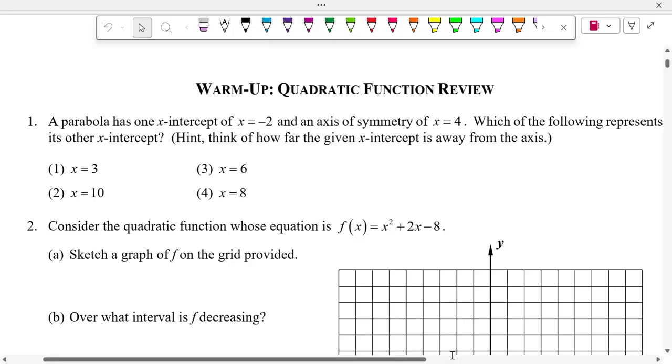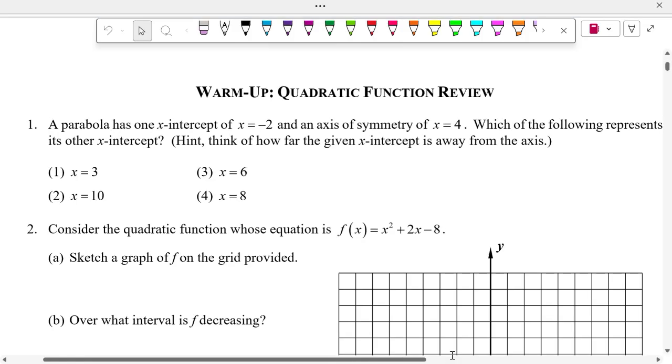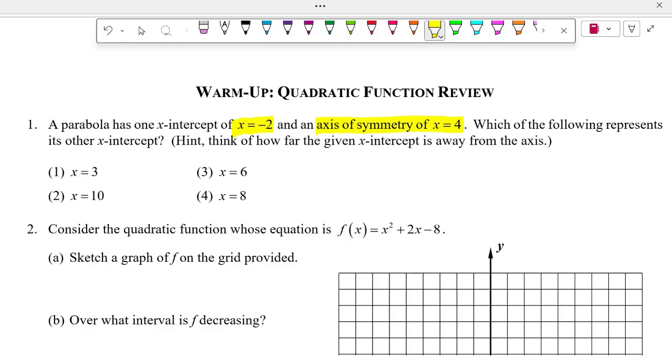Okay, so number one, a parabola has an x-intercept, or one of its x-intercepts at x equals 2. And the axis of symmetry is x equals 4. Which of the following represents the other x-intercept? Yes. Yes. How'd you get that?